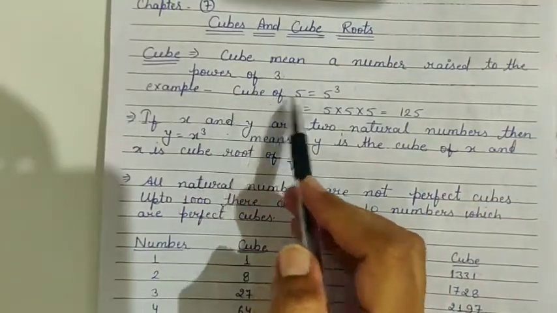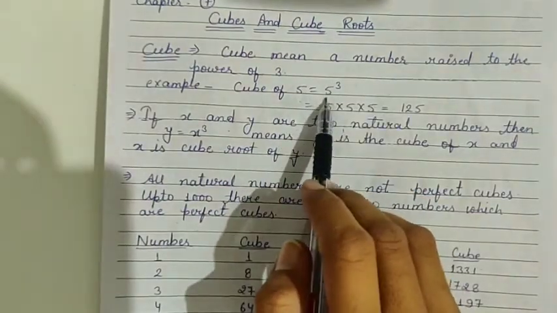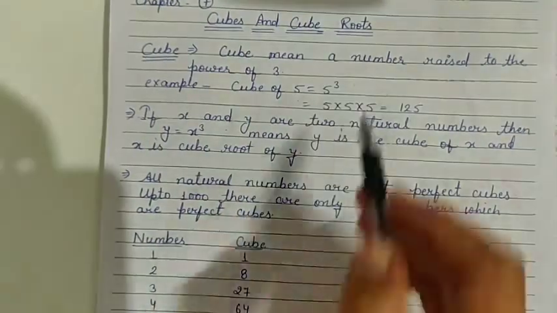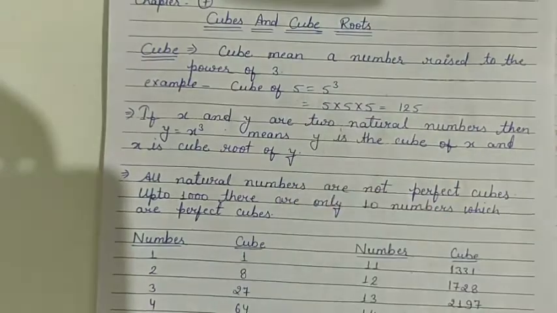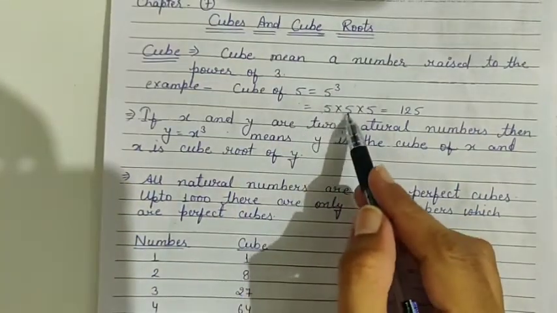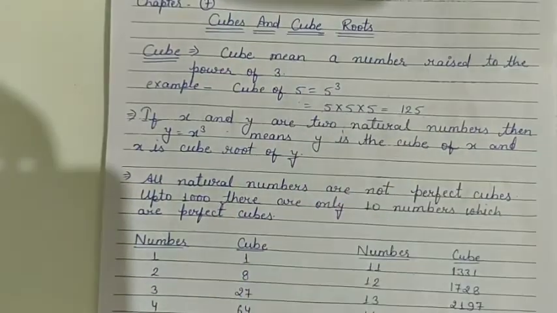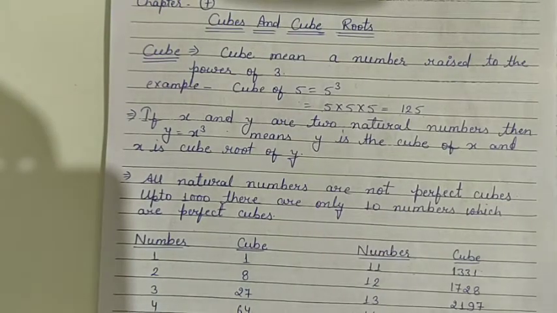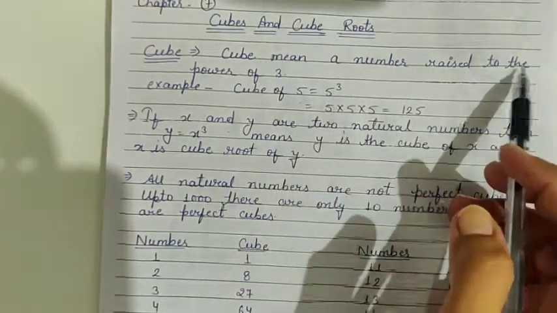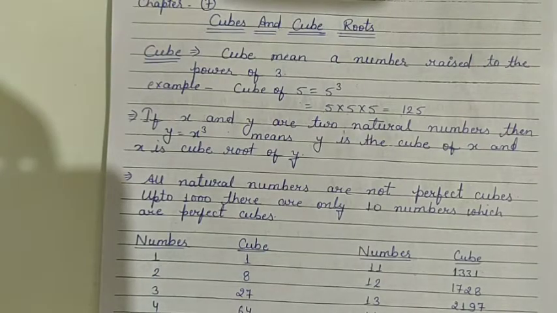For example, cube of 5 is equal to 5 raised to the power 3. It means 5 is multiplied by itself 3 times: 5 into 5 into 5, and that is equal to 125. So a cube means a number raised to the power of 3.